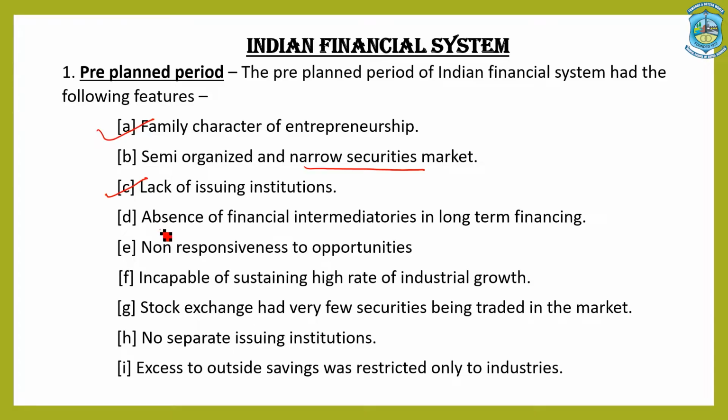Then there was an absence of financial intermediaries, which would take the money from the surplus units and provide it to deficit units. Then it was non-responsive to opportunities; opportunities were not tapped properly. The stock exchange had very few securities being traded, not a developed market like today. Then there was no separate issuing institution, and the last one is that outside saving was restricted only to industries. No home saving used to be taken out.